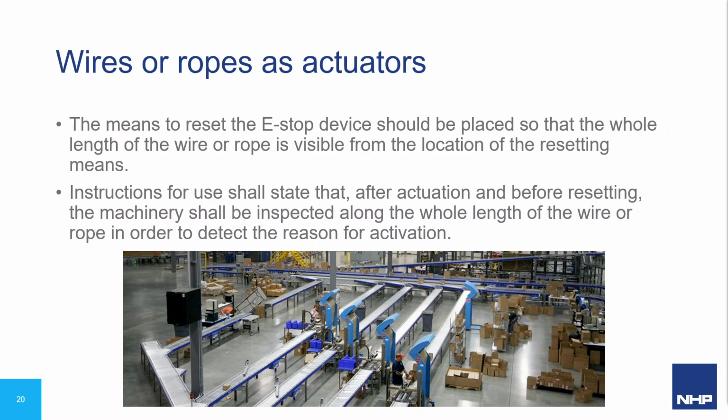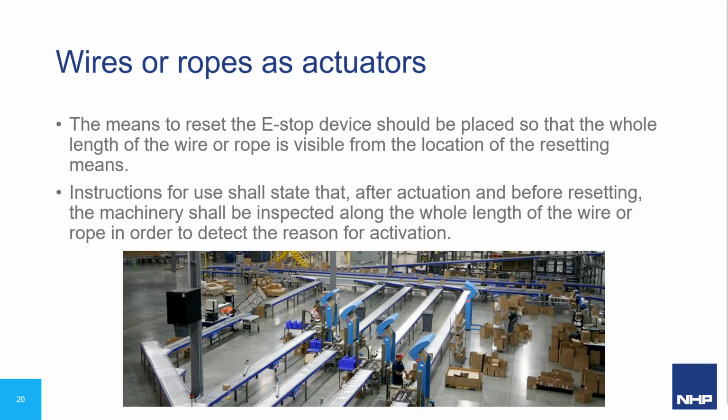When it comes to performing the reset of the emergency pull wire switch, it's important to note that it may have been pulled anywhere along the entire length of the rope. If it spans the whole conveyor or production line, this could be many tens of meters long, even over 100 meters. The idea of having to locally reset the emergency stop device is to ensure that there are no hazards still present when the emergency stop was actuated.